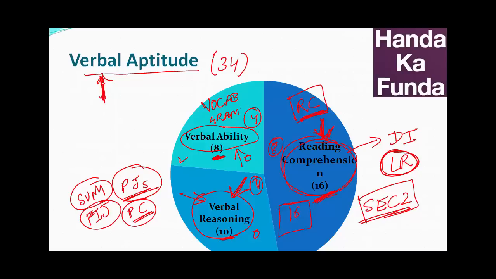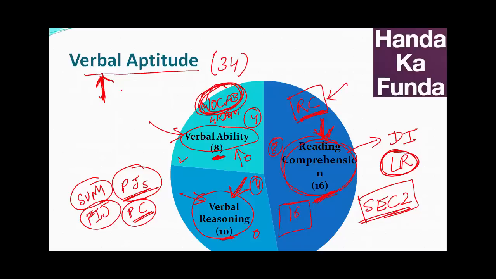Because when you are preparing for verbal, what I've seen is that a lot of students focus on vocab. They try and mug up word lists. They download specific apps for vocab. That should be done. It is a good thing, but not at the cost of preparing for RC. Your time is limited. You need to prioritize. So you need to prioritize RC lot more than verbal ability and verbal reasoning. Keep these things in mind when you are preparing for verbal aptitude.